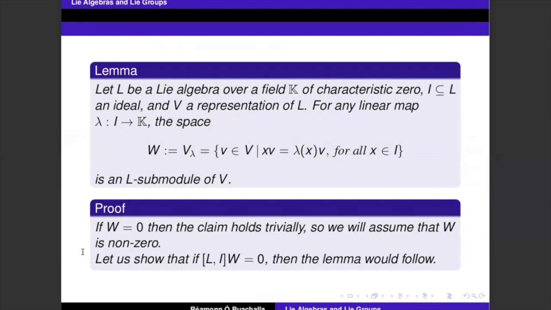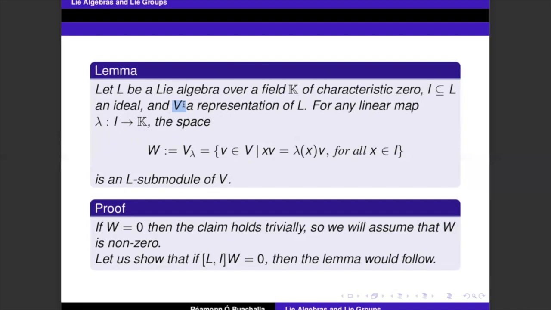So if we let L be a Lie algebra over a field K of characteristic 0, and we let I be an ideal. Here we're not asking for algebraically closed, we just need characteristic 0. I is an ideal of the Lie algebra L, and V is a representation of L. Sorry, there should be a rho here as well. Sometimes we'd be a bit careless and omit the rho, but it's a map from our Lie algebra into the linear operators on V.